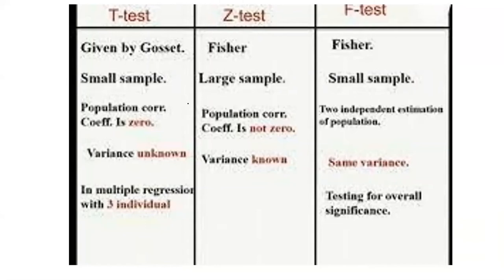Then we have the third point. In the t-test, the population correlation coefficient is 0. In the z-test, the population correlation coefficient is not 0. And in the f-test, two dependent estimates of the population will be there. Then in the case of the t-distribution, the variance will be unknown. In the z-test, the variance will be known. And in the f-test, the variance will be the same.